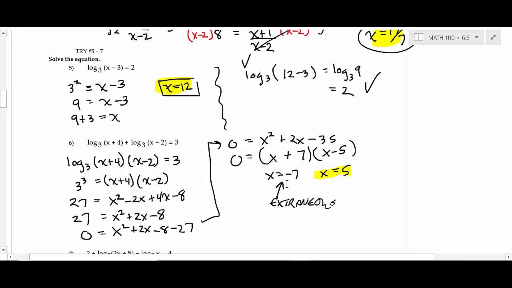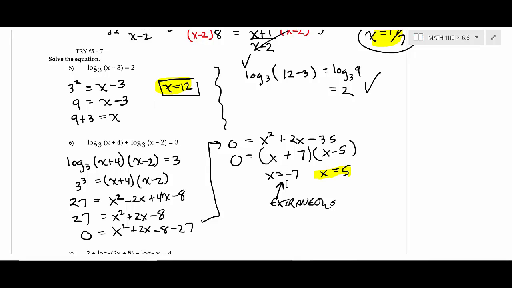But there's what I did on number 5. Number 5 is the simplest one, just writing that in exponential form. And then the second one is where you got to do the quadratic equation. You end up having something that factors, and that one's extraneous.